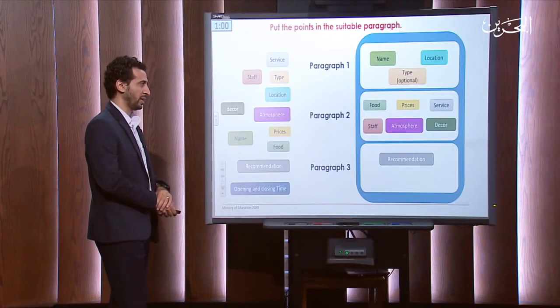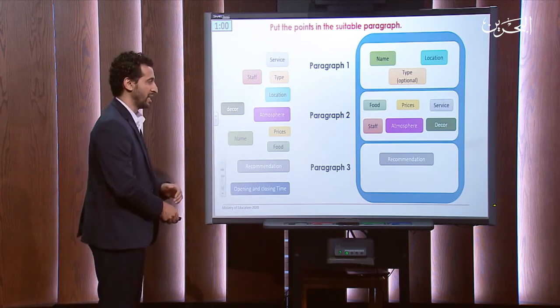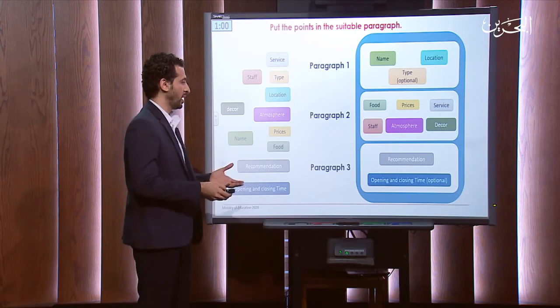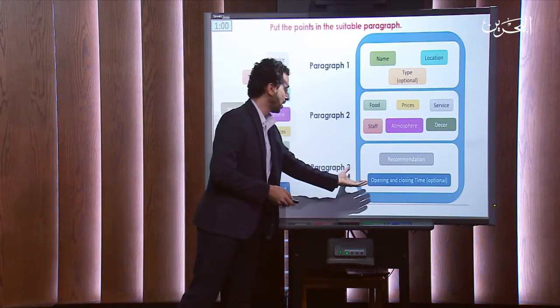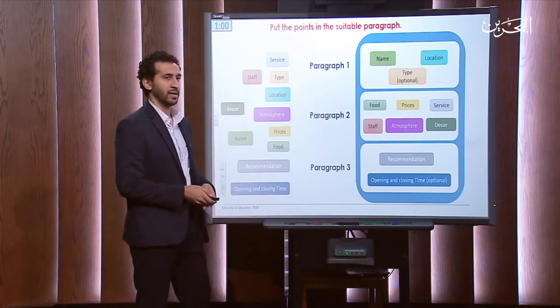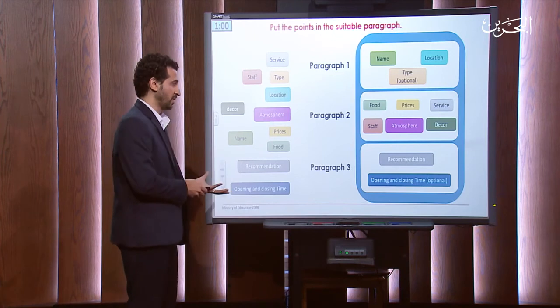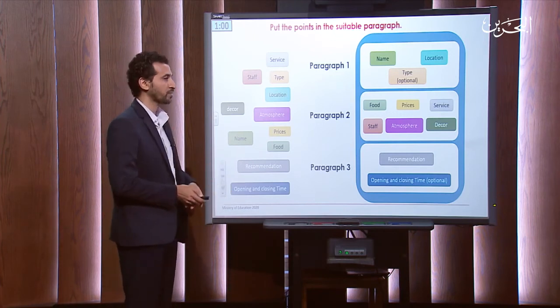Now, what about paragraph 3? We are left with 1, which is recommendation. And of course, you can also add the opening and closing time, but it's optional. So you can say this restaurant opens from 9 a.m. to 9 p.m. Or you can also add the number of hours, so it opens 10 hours a day. Or you can write whatever you want if you want to talk about the opening and closing time. Again, it's optional, so you can get rid of it. You can add it, it's up to you.